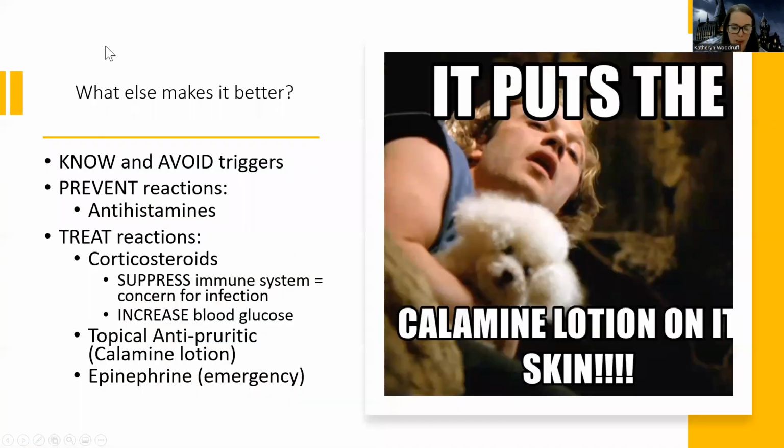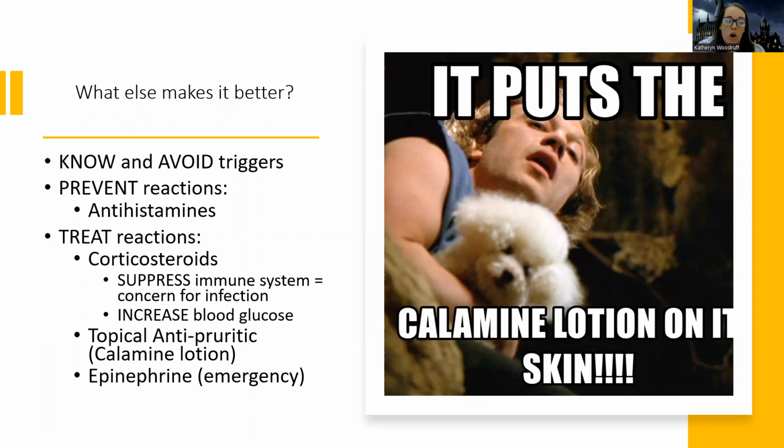So what else can make it better? Other things that can make general hypersensitivity disorders better are knowing and avoiding triggers. So keeping a diary and keeping an eye on what things are bringing up this allergy can help. Preventing reactions through medications like antihistamines, which we'll talk about on the next slide. We can also treat an active reaction because at the end of the day, it would be great for hypersensitivity to just not react. So prevention is key.